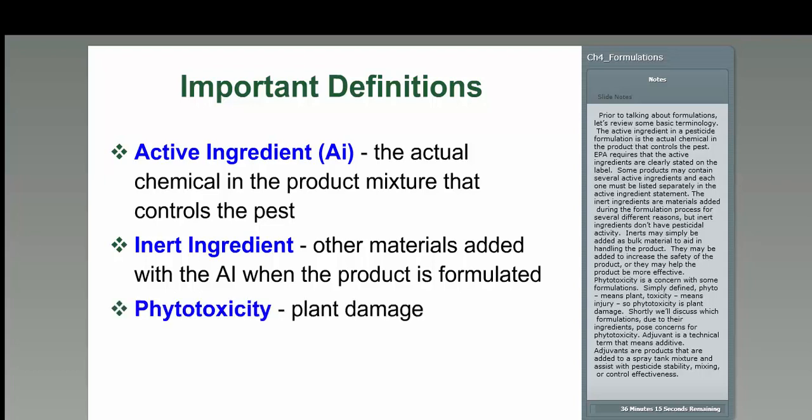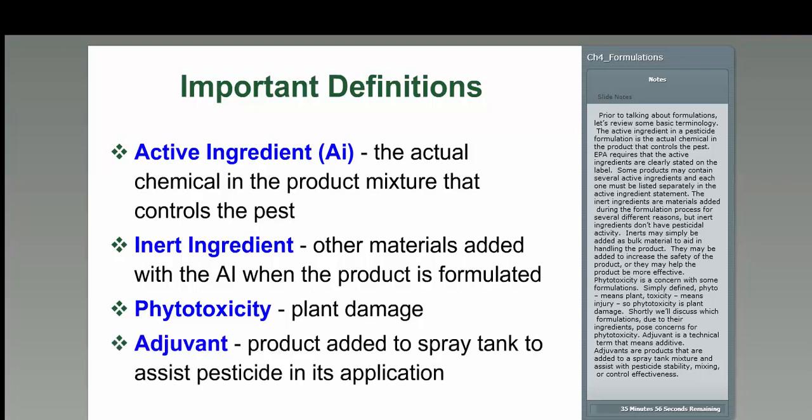Phytotoxicity is a concern with some formulations. Simply defined, phyto meaning plant, toxicity means injury. So phytotoxicity is plant damage. Shortly, we'll discuss which formulations, due to their ingredients, pose concerns for phytotoxicity. Adjuvant is a technical term that means additive. Adjuvants are products that are added to a spray tank mixture and assist with pesticide stability, mixing, or control effectiveness.